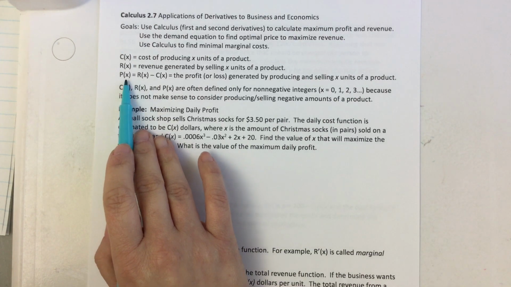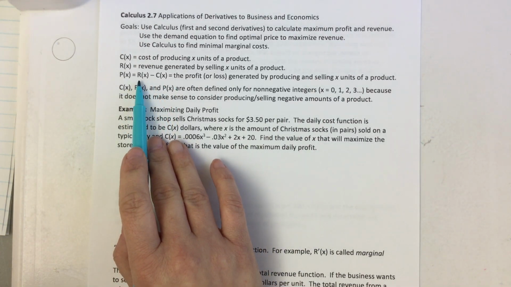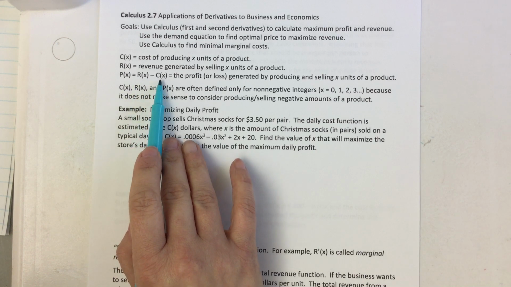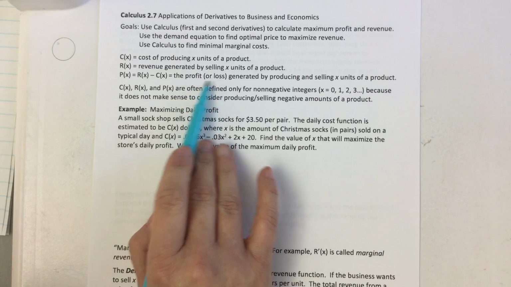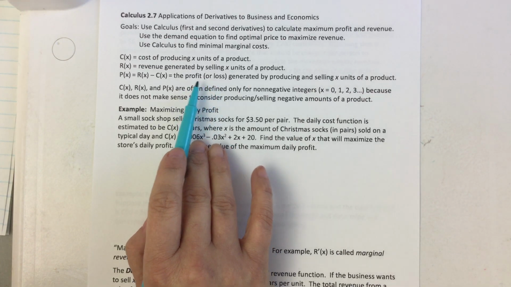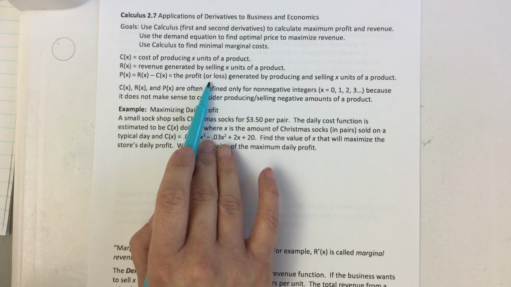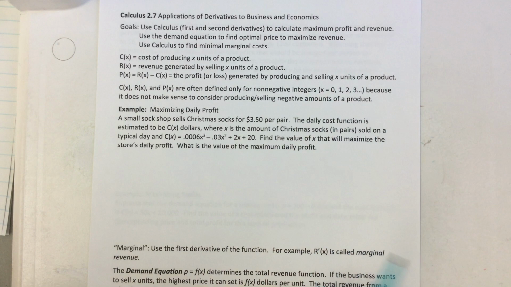Now your profit is how much you get to keep. So you take your revenue, the money that you collected, minus your costs. You pay your bills. Whatever you have left is your profit. Sometimes it's a loss, meaning you actually lost money. So profit can be positive or negative, but that's the profit generated by producing and selling the products.